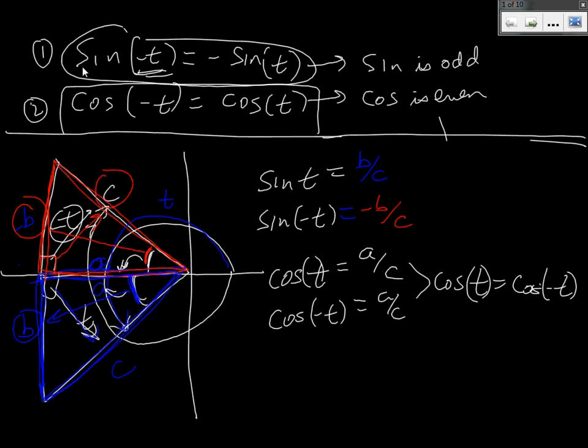Sorry that it looks so messy. These differ by a sign. That means the sine of t doesn't equal the sine of negative t. It equals negative sine of t. That's the proof for quadrant number 3.